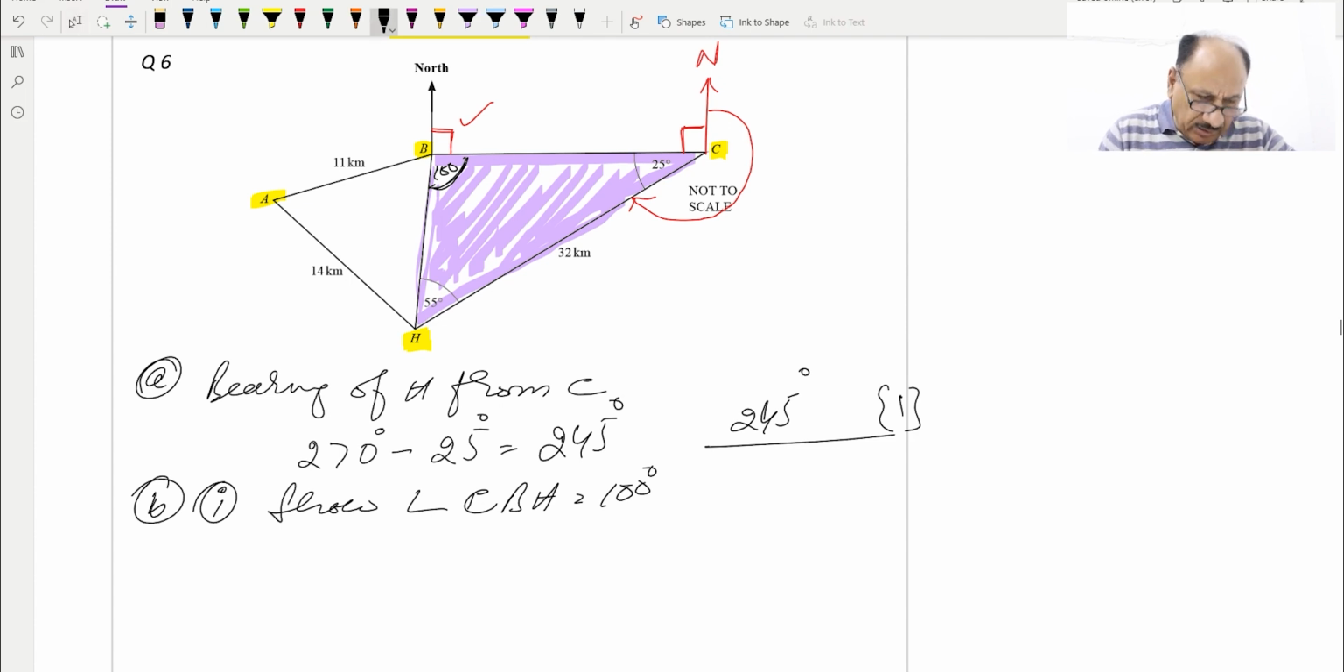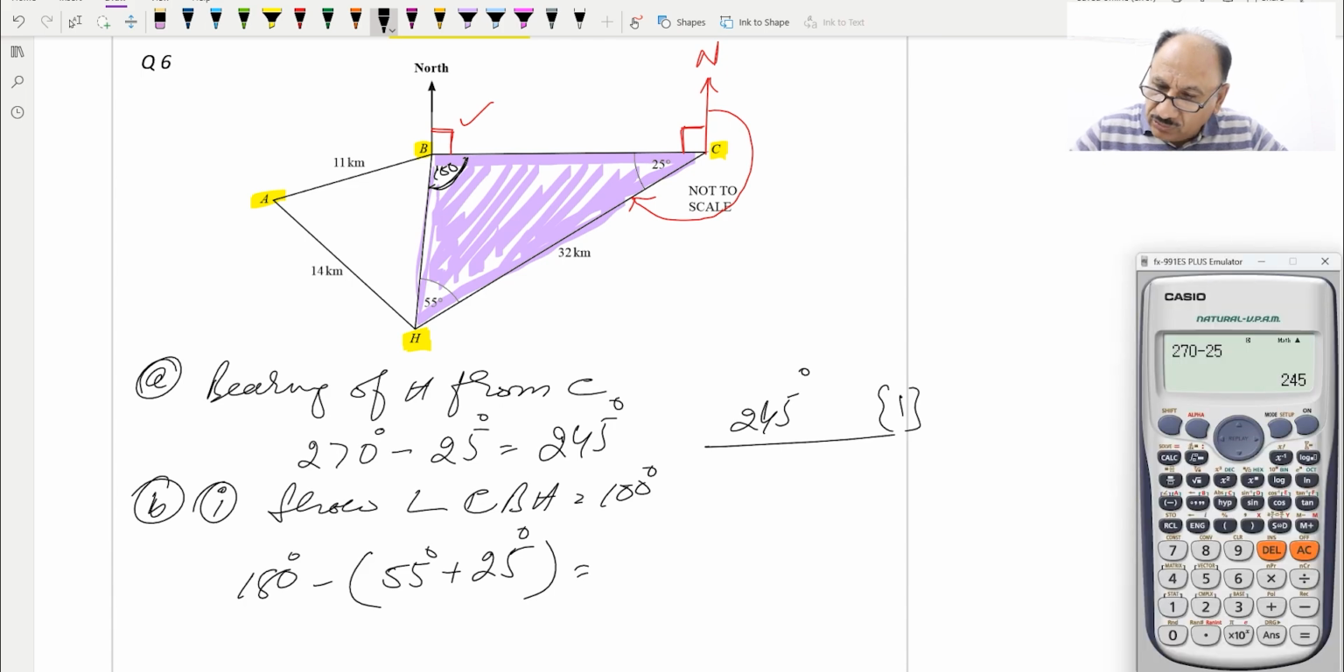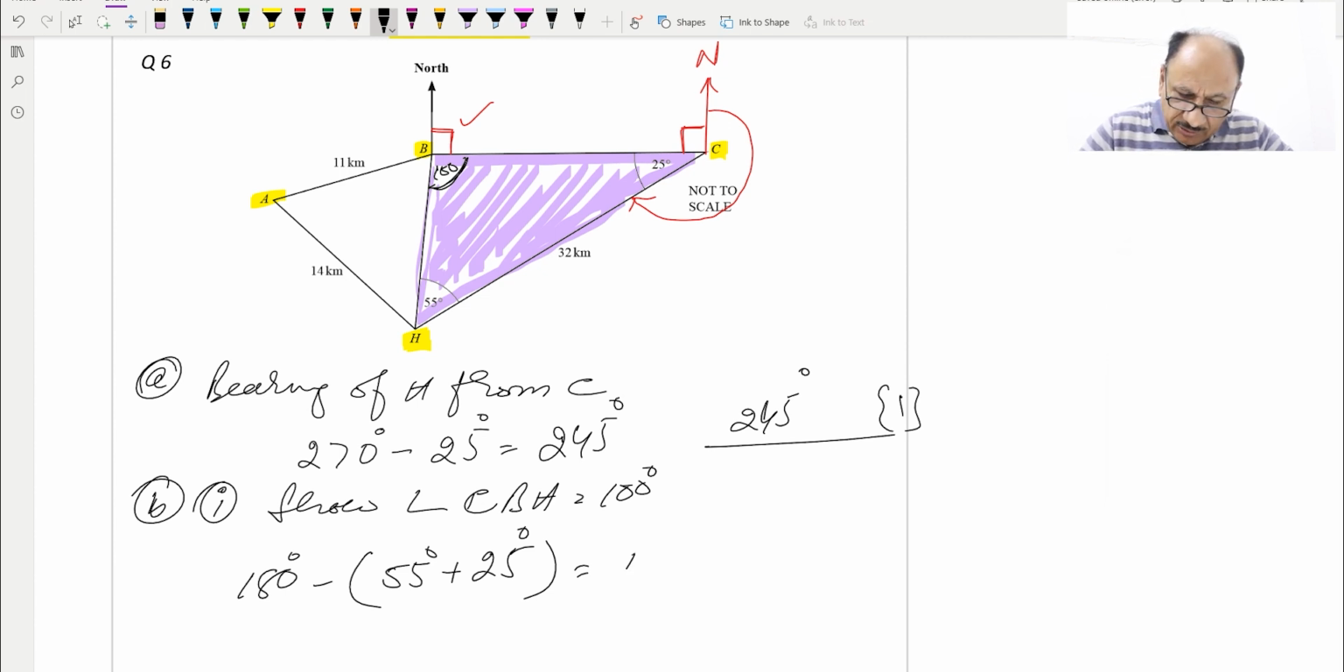So we can write here 180 minus the other two angles, which are 55 degrees plus 25 degrees. So simple. This is also a 1 mark part. So this is 180 minus in brackets 55 plus 25, which is 100. This is how we prove that this is 100 degrees. This is the 1 mark part which we have done.